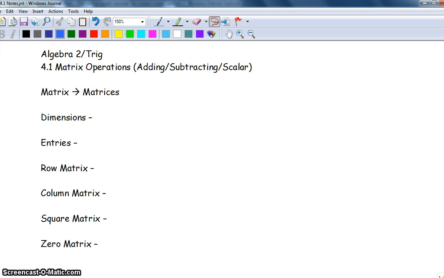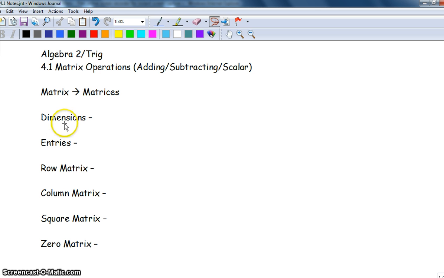Today's video is going to be covering Chapter 4, Section 1, which is on matrix operations. We're going to focus on adding and subtracting those matrices together. Some real quick vocab you should know: singular would be a matrix. If you have more than one matrix, it's going to be considered matrices.